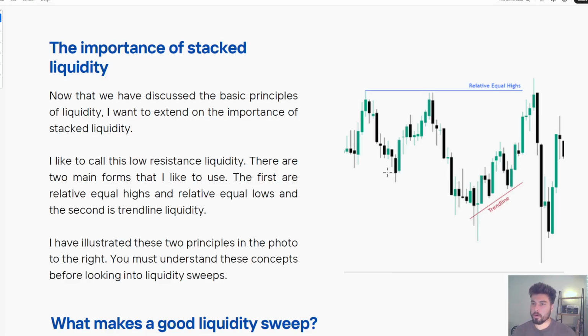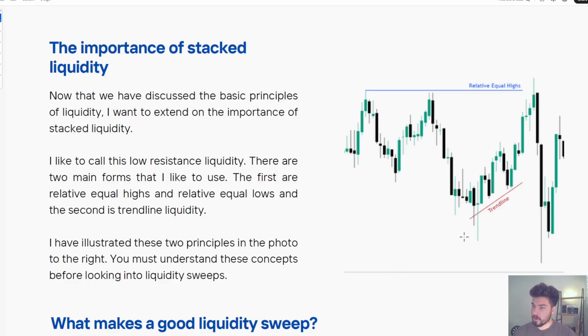Like, what makes liquidity good, what makes liquidity bad, what's the good liquidity to target, what isn't so much, and when can you expect a quick move. Now that we've discussed the basic principles, I just want to extend on the topic, call it stacked liquidity, call it good liquidity. So whenever you have relative equal highs, relative equal lows, that's always going to be great. Why? Because you've got people that trade support and resistance, and their stop losses are going to go either above the highs or below the lows.